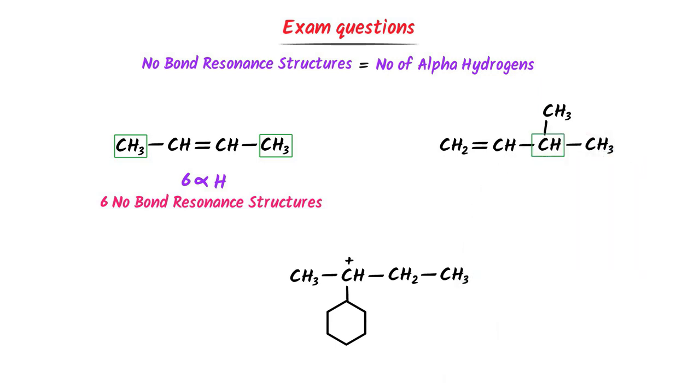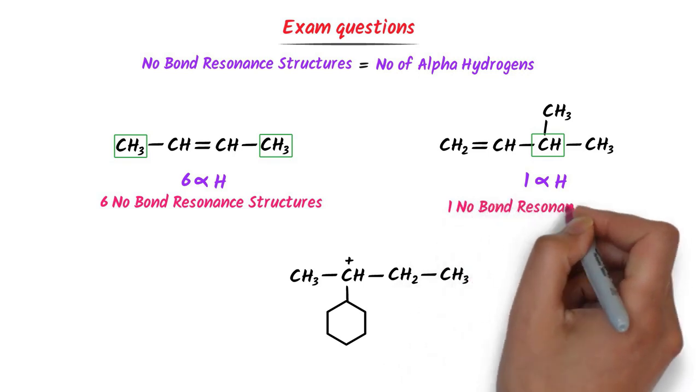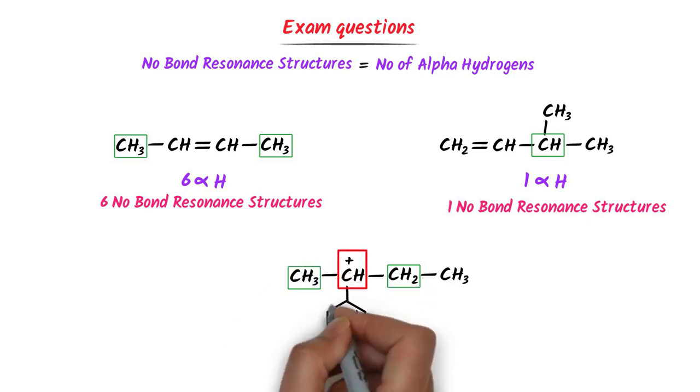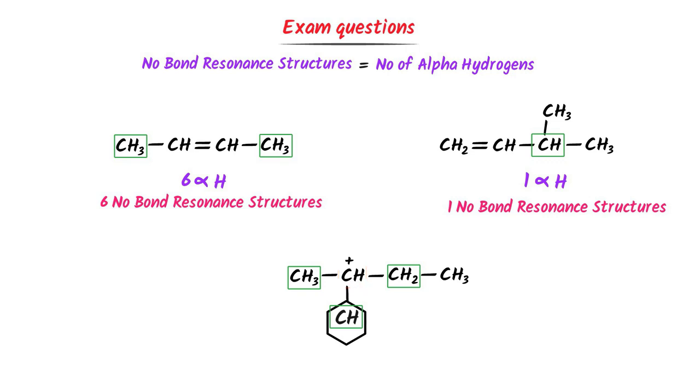Secondly, this is the only alpha carbon. This alpha carbon is linked to only one hydrogen. There is only one alpha hydrogen. Hence, there is only one no bond resonance structure possible. Thirdly, this is an alpha carbon. This is also an alpha carbon. Now, this carbon is linked to this CH of benzene. This is also an alpha carbon. There are a total of 6 alpha hydrogens. Hence, a total of 6 no bond resonance structures are possible. Thus, note down these important questions.